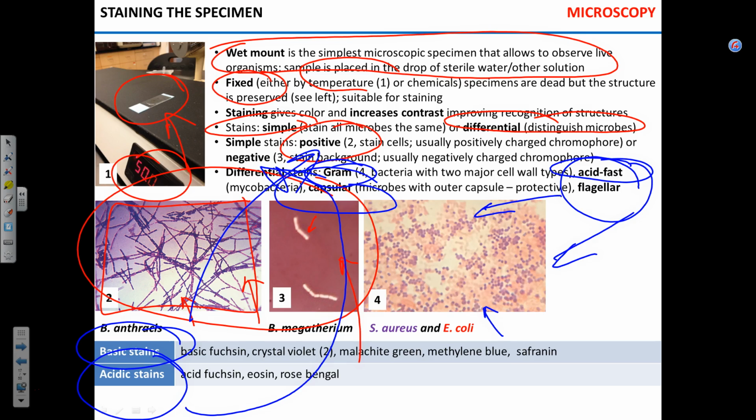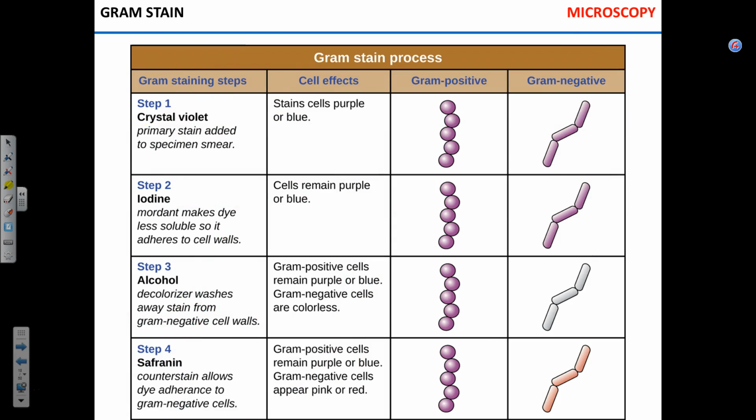Any questions on those categories? So we have simple versus differential. Simple don't distinguish different species. Differential can. Now let's chat about one of the most important differential stains that we will do in the class. Not today, but we will.